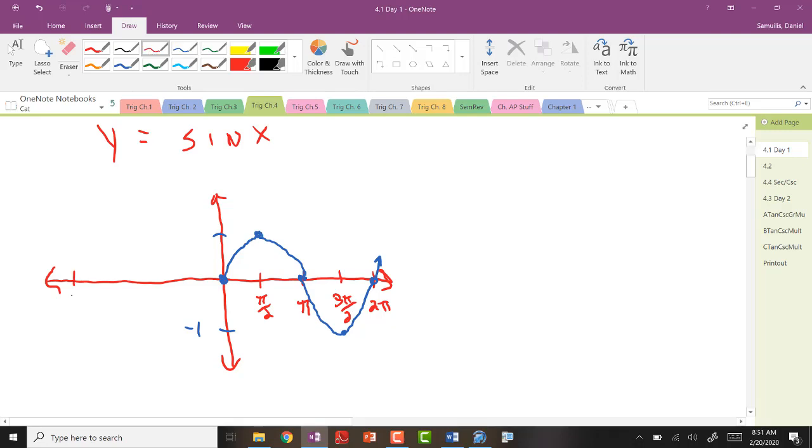What do you think I'm going to put over there as an x value? Negative 2 pi. And then what do you think I'm going to put right here? Negative pi. What do you think I'm going to put right here? Really, no one's saying anything. Negative pi over 2, and then what do you think is going to go right here?